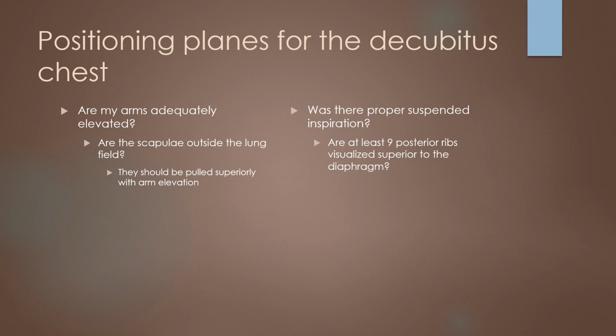In this, as I mentioned, you have to be very careful about getting those arms adequately elevated and out of the way so they're not appearing in the image. We also want to try and roll the shoulders forward, although that can be difficult. So we're going to try to see that the scapula are out of the superimposition of the lung field. And then we want to assess for proper inspiration. We're going to treat inspiration on these decubitus like a portable. So now we're going to, again, look for 9 posterior ribs.